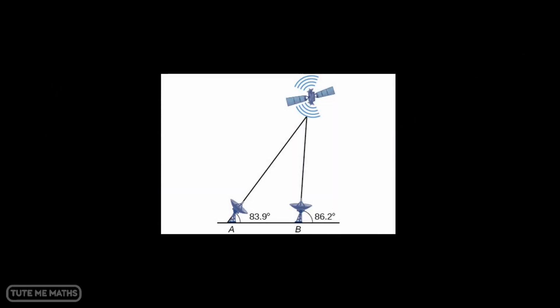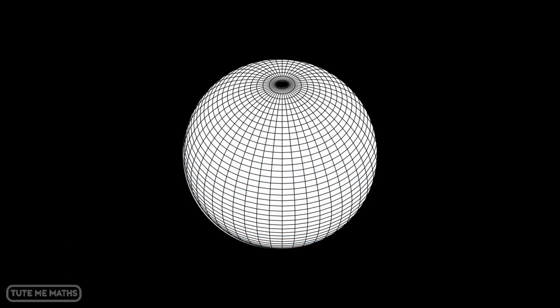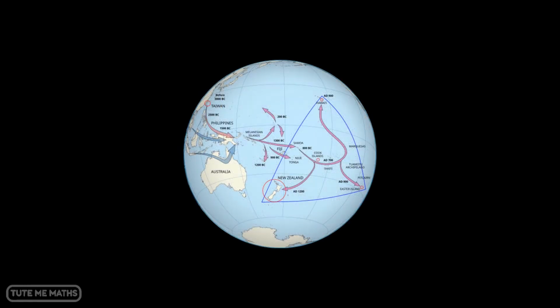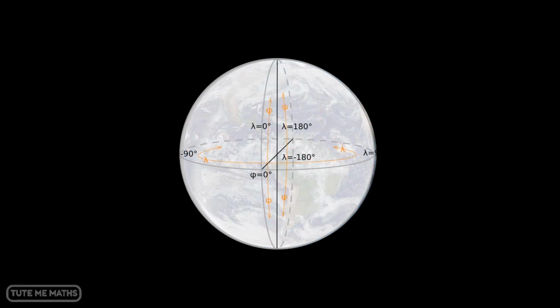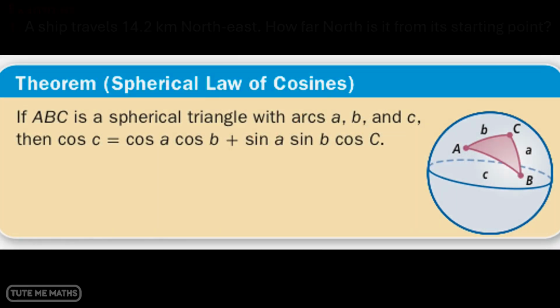Keep in mind also that real-life problems, especially over large distances, would need to take into account the curvature of the Earth as well, using arcs and spherical triangles rather than straight lines and flat, plane shapes. This is a whole separate branch of trigonometry, unsurprisingly known as spherical trigonometry.